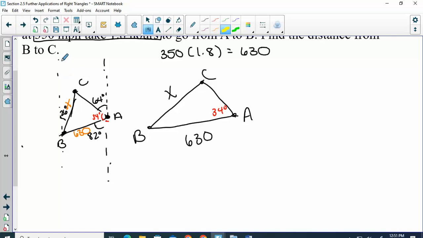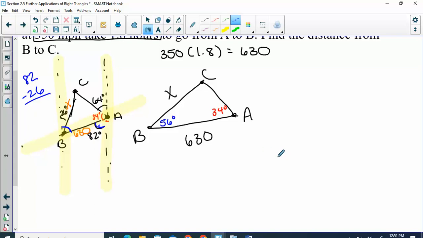However, these two lines are parallel, right? They're north-south lines. And that's a transversal. So at the very beginning, we talked about angle relationships. And that means this angle has to equal this one. Oh. So I would have to do 82 minus 26. And that gives me 56 degrees. That one was more challenging to figure out.